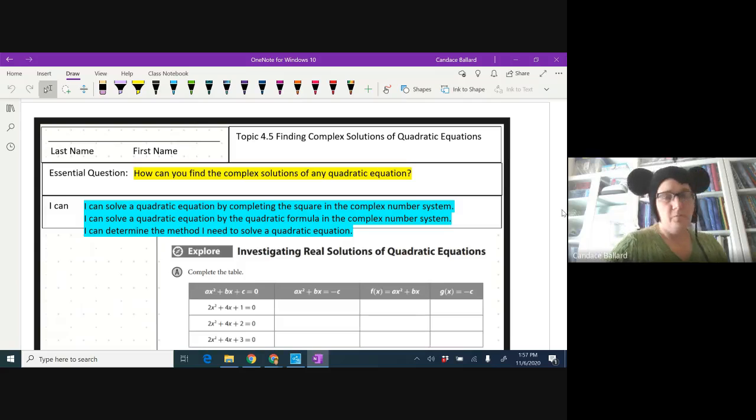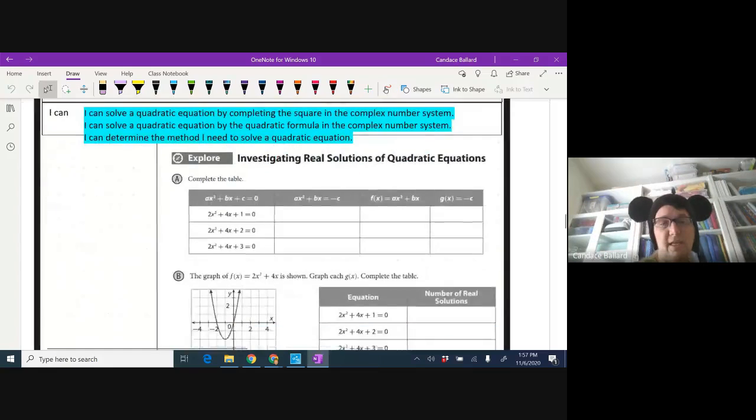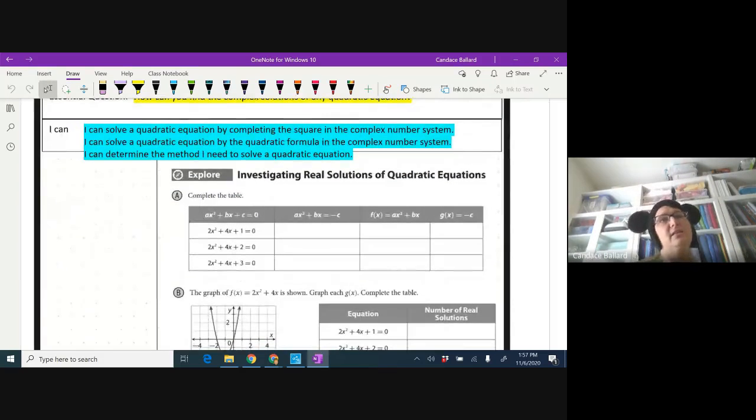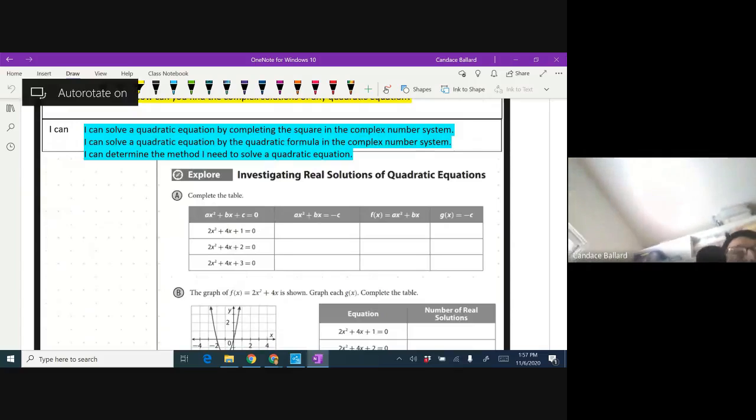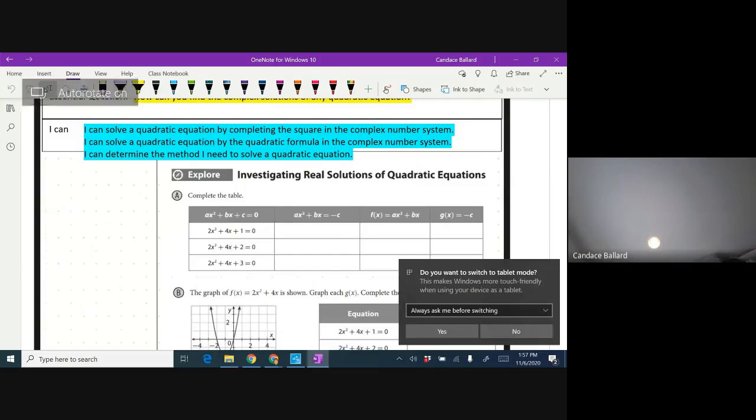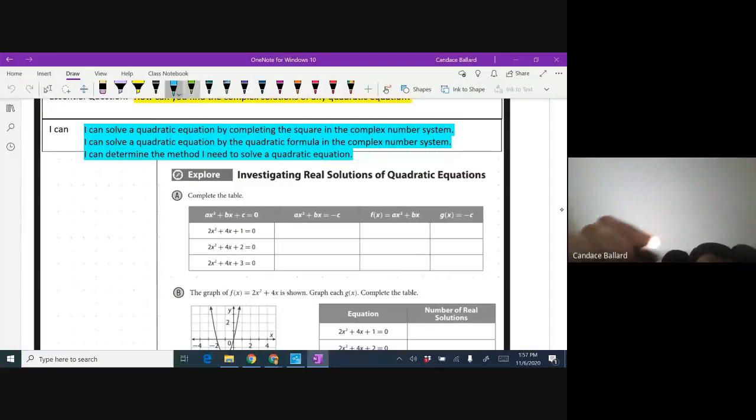So we're going to do this little bit of an investigation right here. They're asking us to complete this table. The first thing I'm noticing is they're just asking me in this first column to take that y value and move it to the other side. So I am going to subtract the 1 on this first one. So I get 2x squared plus 4x equals -1.